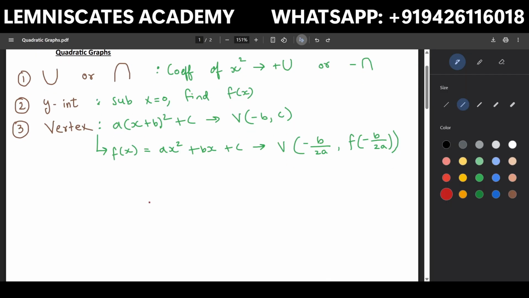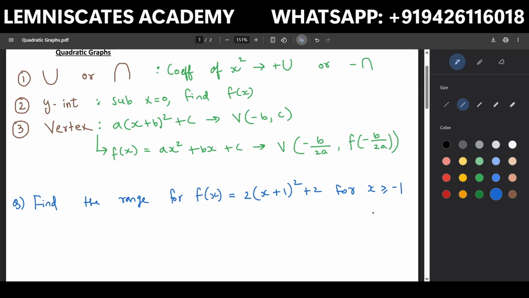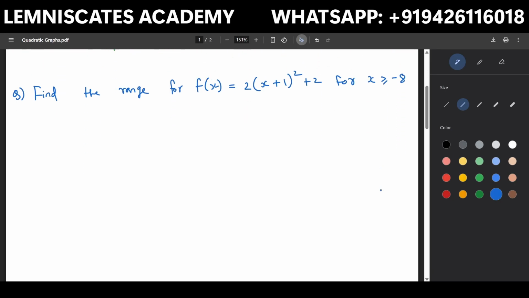So yes, the first question that we're going to deal with is: find the range for f of x is equal to 2 times (x plus 1) the whole squared plus 2, for x greater than or equal to minus 1, or maybe x greater than or equal to minus 8, let's say. Okay, this is the question that I have found by myself.